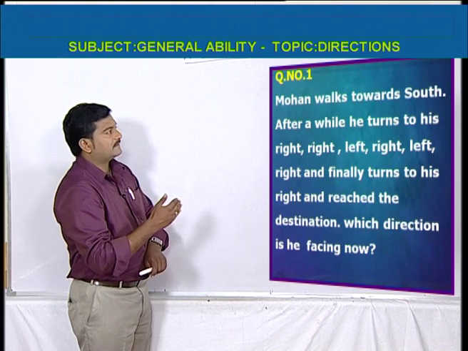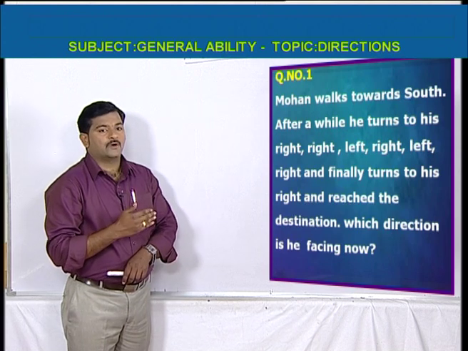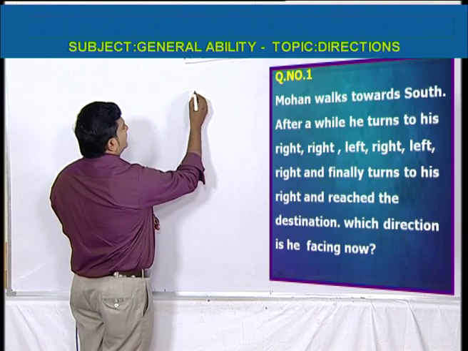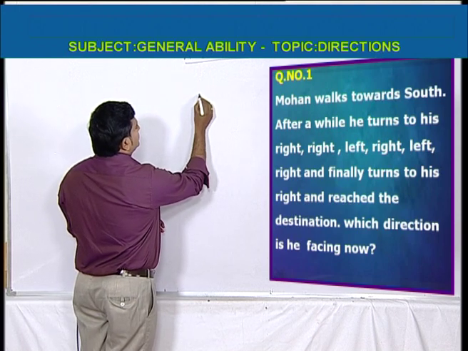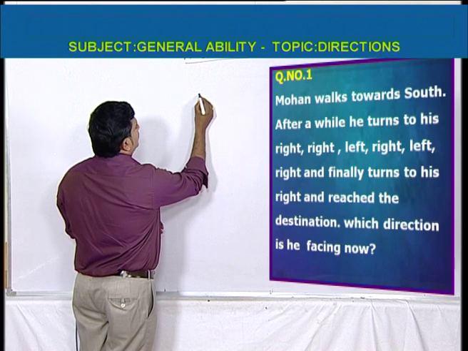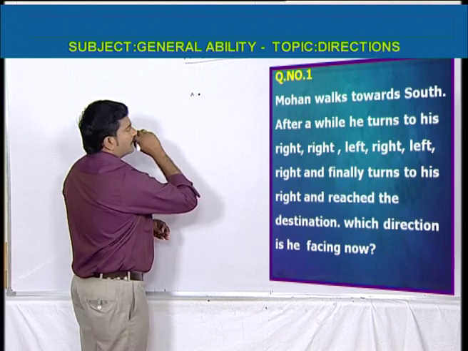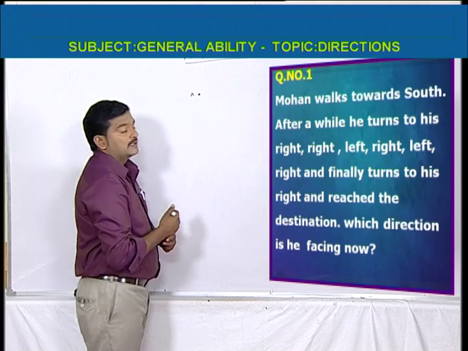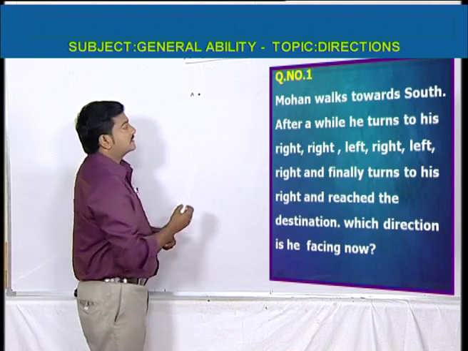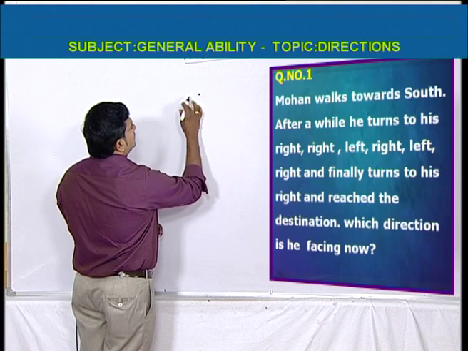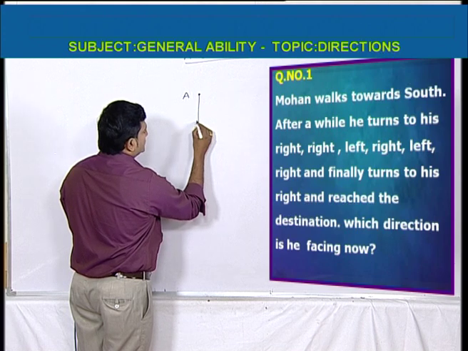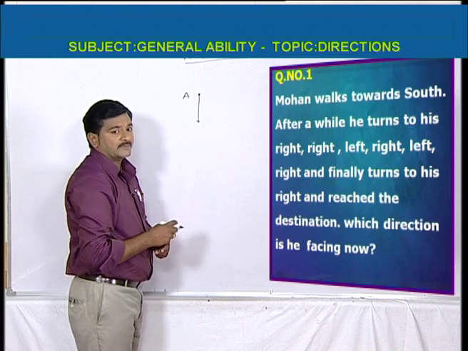Okay, the question follows like this. Once again, Mohan walks towards south direction. So for example, let's say somewhere we consider a starting point. This is my starting point A, and here Mohan is there. Mohan walks towards the south direction. So think that Mohan walks towards south direction. We already know this direction is south direction.